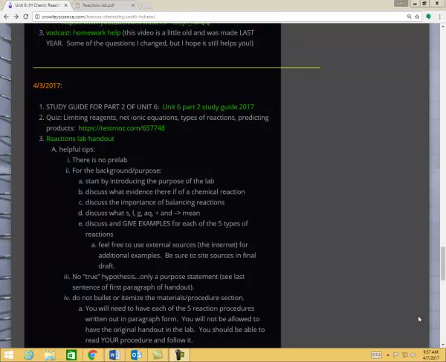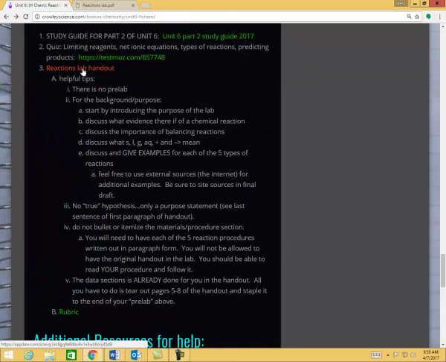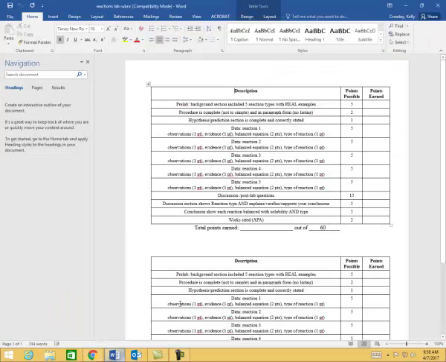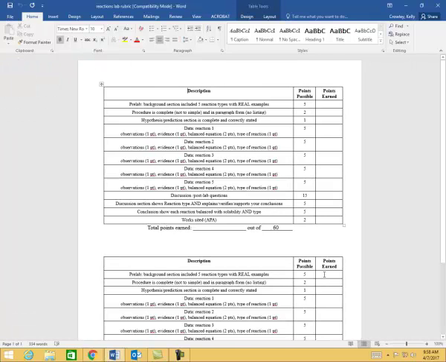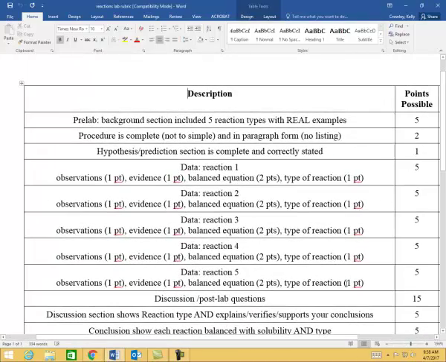All right, so let's just take a look. This is on the class website, and the lab handout is right here. That's number 3, and the rubric is down here at letter B, and I have them pulled up here. So what we're going to do is take a closer look at the rubric and discuss points and how those points are assigned.